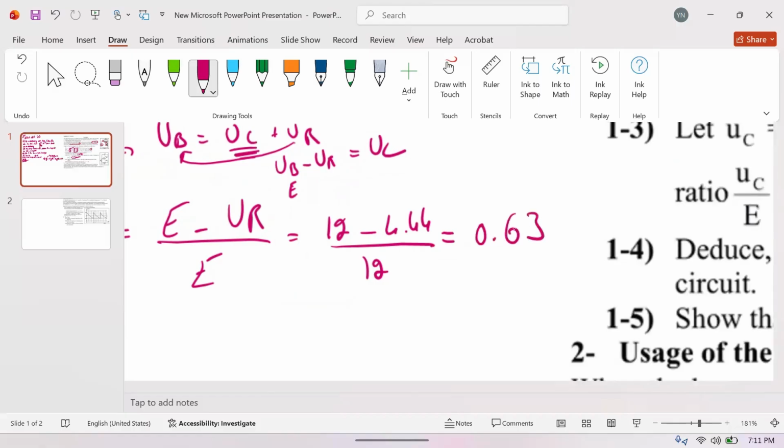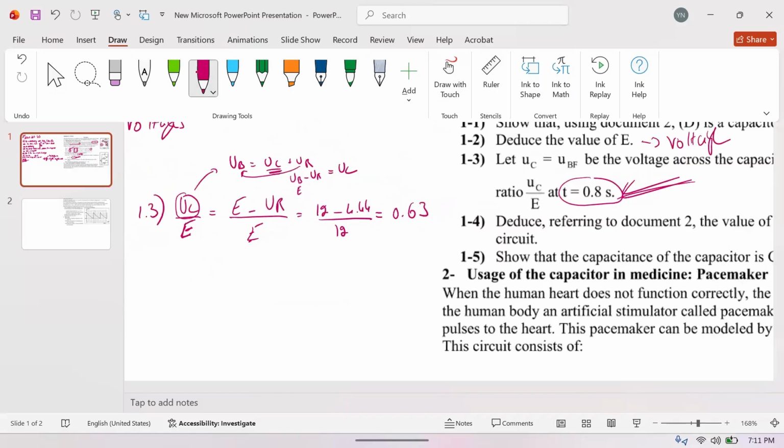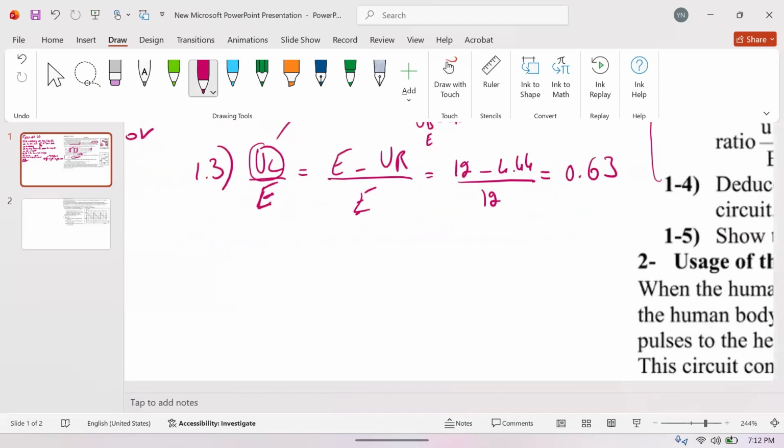And I don't know actually why I was trying to solve that on my calculator. Of course, the ratio between the voltage of the capacitor and the maximum voltage of the experiment should be, in the phase of charge, 63%, which is 0.63. And if it was a phase of discharge, it should be 0.37. Okay, so this answer should be common. Now, deduce in 1.4, referring to document 2, the value of the constant tau of the circuit. Deduce using 1.3. And this is what I just said now, by the way.